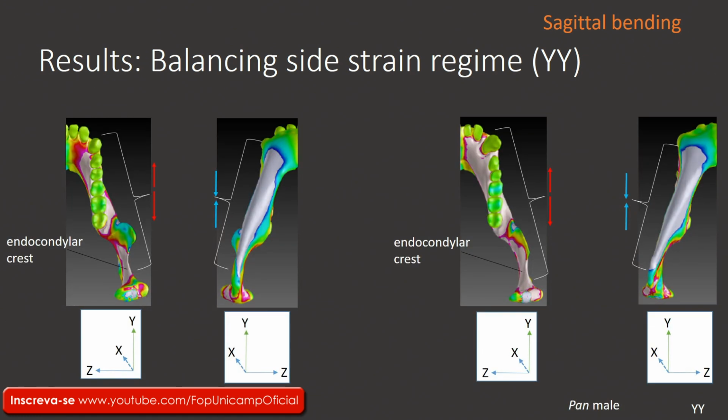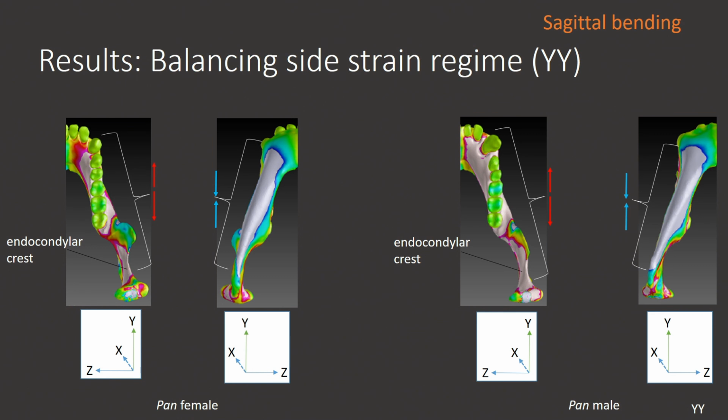Looking at the models from above and below, we can see those tensile YY strains again, superiorly on the balancing side corpus. We see tension here extending from the medial aspect of the ramus along the endocondylar crest, and we see compression from below at the base of the mandible. And again, this is evidence of negative sagittal bending.